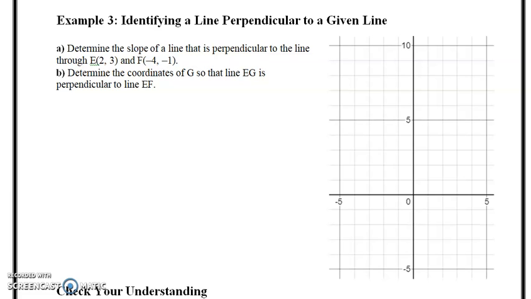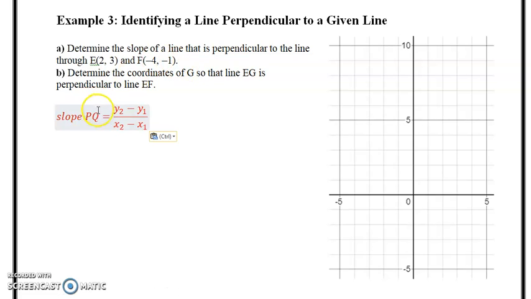Hello everybody, welcome back. Today we're going to look at example 3 from section 6.2, slopes of parallel and perpendicular lines. So this is a continuation of the last video, and we're going to finish off section 6.2. It says determine the slope of a line that is perpendicular to EF. So what you do here is you calculate the slope, and then once you have that slope, all you do is you take the negative reciprocal of that. Okay? So that's what we're going to do.